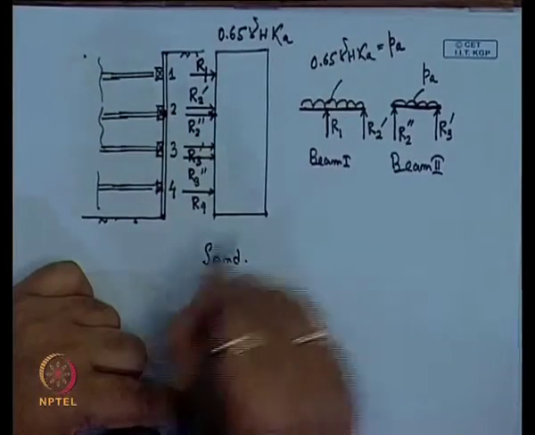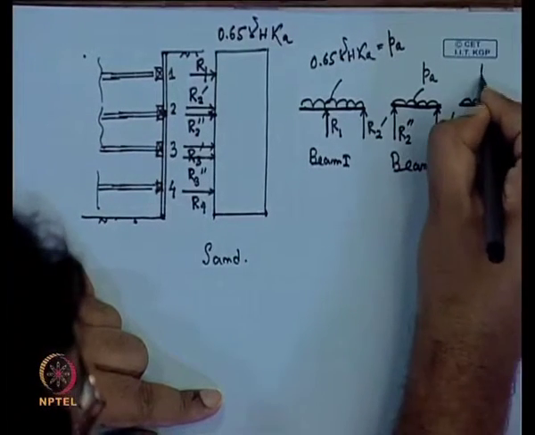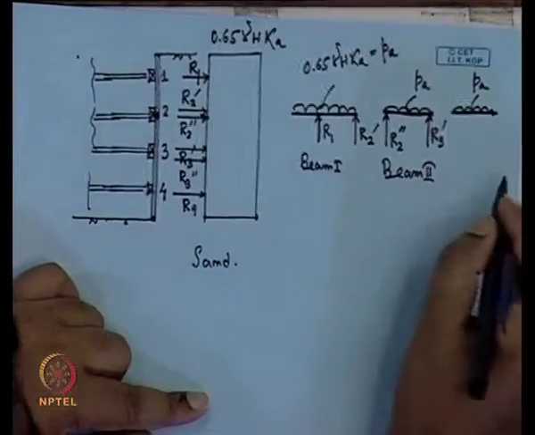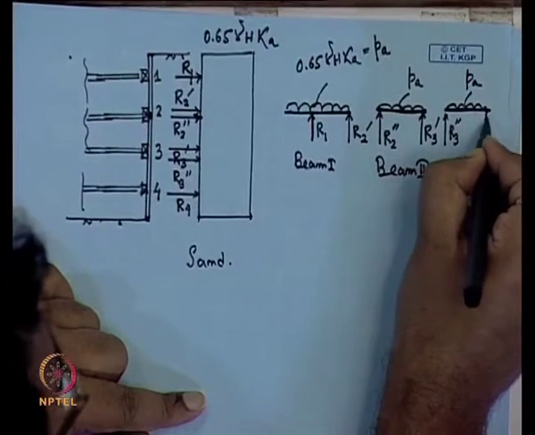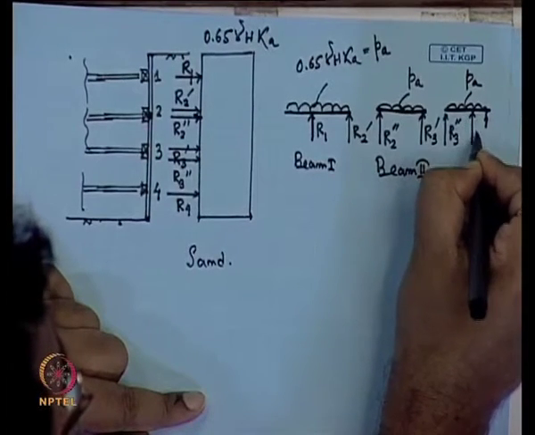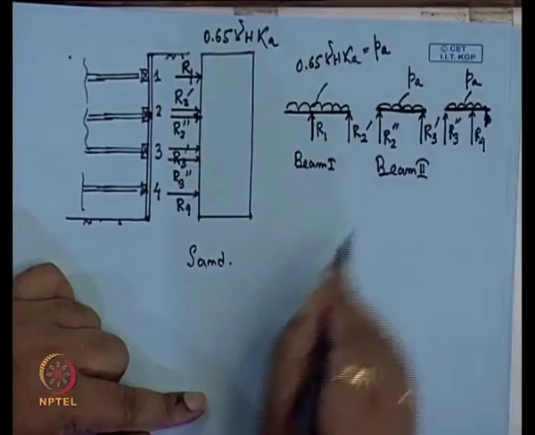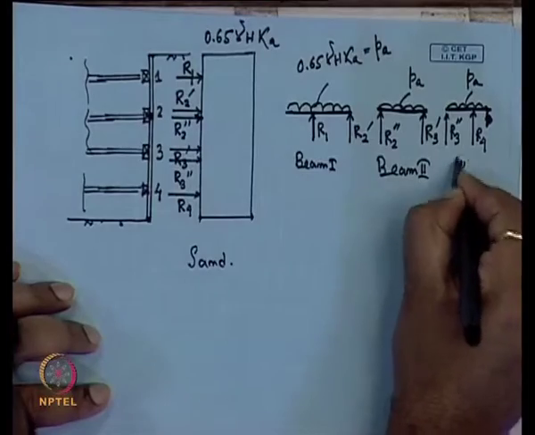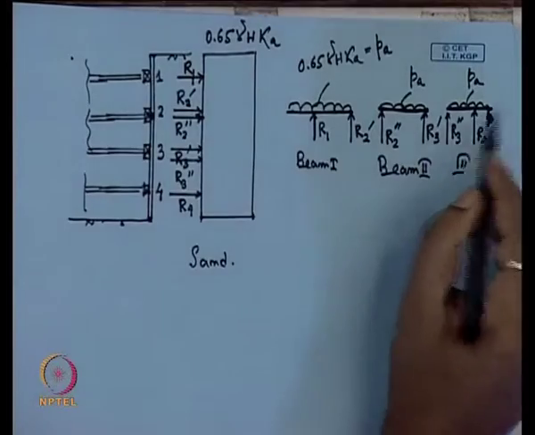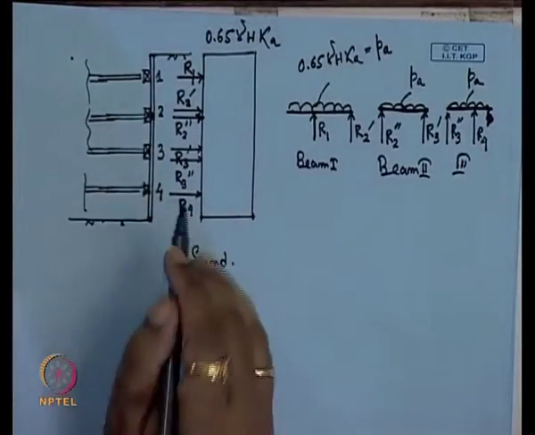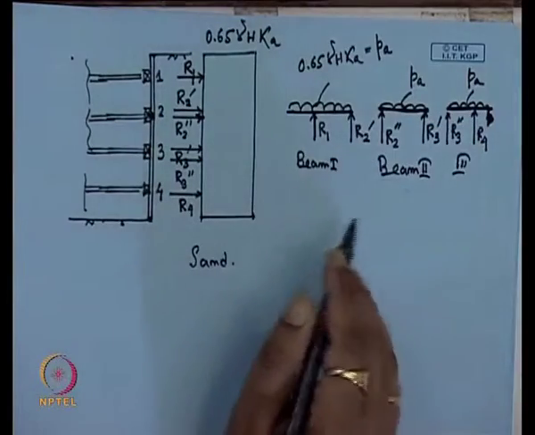Now, for the third beam, the same P is acting, then this is R3 double dash, and then the R4 is acting here. So, this is beam 3. So, we are taking 3 beams in this way. We can take more beams if the number of struts is more, and you have to take a different diagram for a different stress distribution.